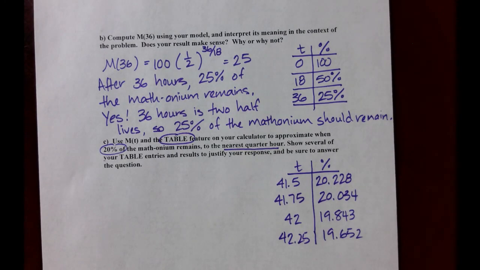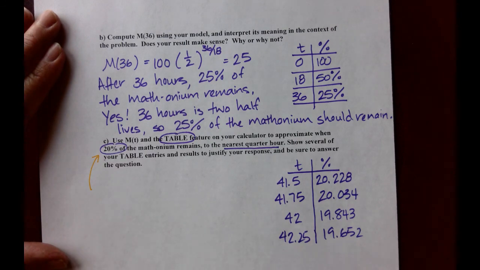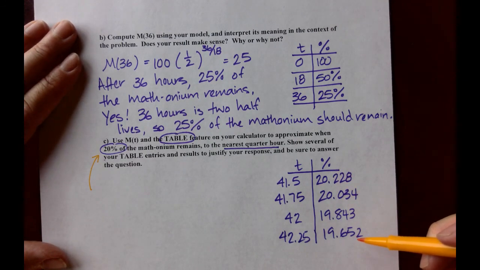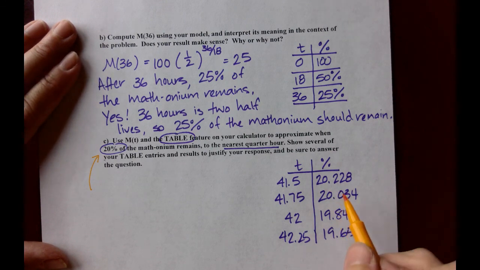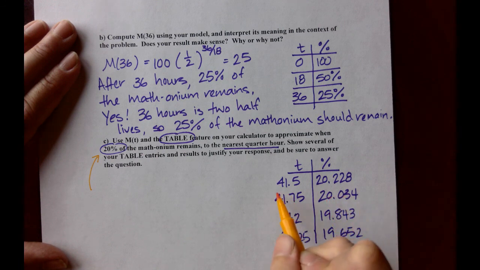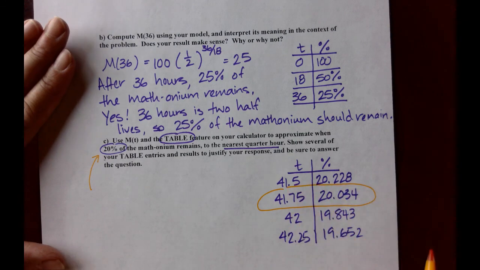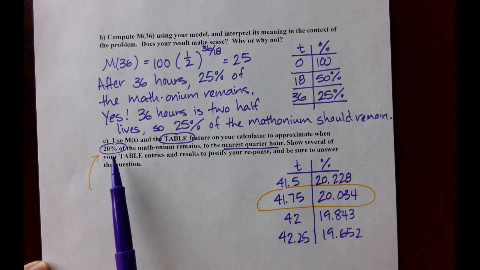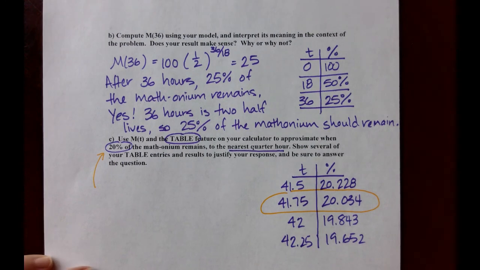We wanted a value of 20% of the mathonium left over. 20% does not show up exactly in this table, so I'm going to find the value that is closest to 20%. And I believe the closest value to 20% is this 20.034. And that's the one I am going to use for my answer. So I've done the work, I've checked with the calculator, I've recorded some things, but I need to write a statement to answer the question. The question was, when does 20% of the mathonium remain?